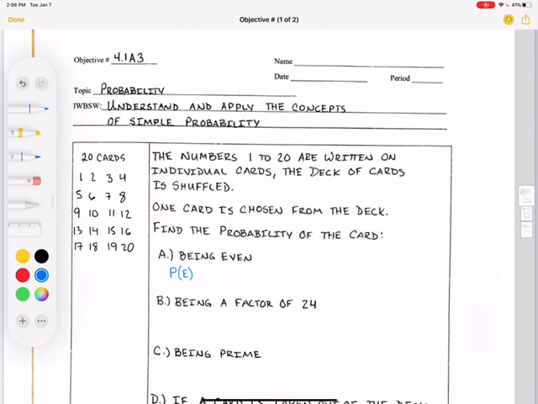We have 2, 4, 6, 8, 10, 12, 14, 16, 18, 20. Basically, these two columns are even. So there are 10 even numbers out of the 20 possible cards, which gives us a probability of 1/2, or equally likely.